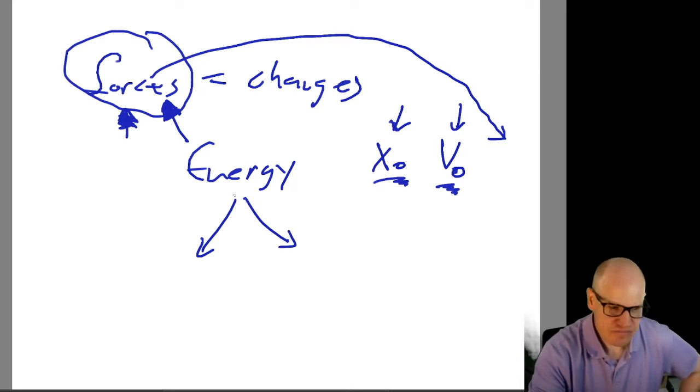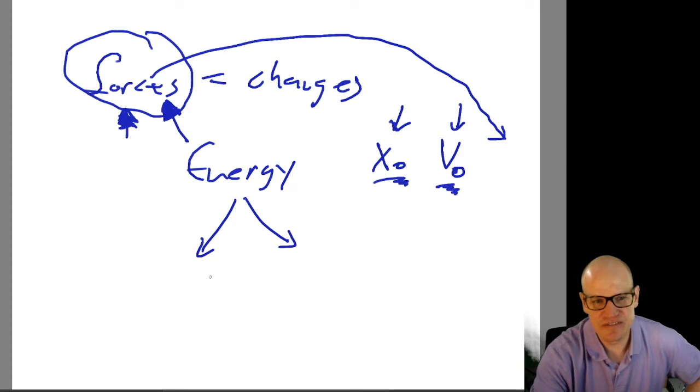With energy, there are two kinds of energies that we care about. One of them is an energy because of position, and the other one is energy because of motion.